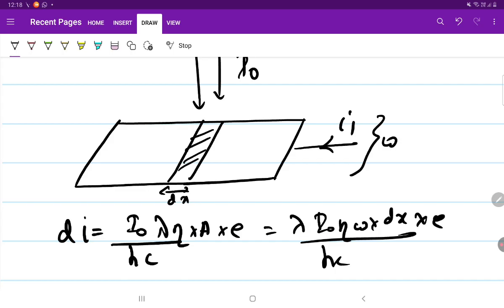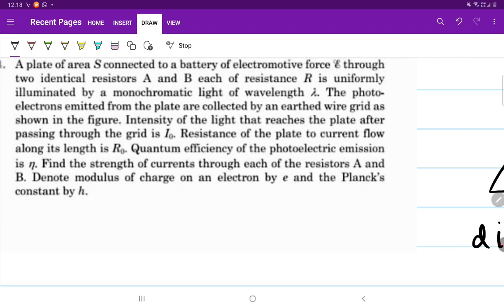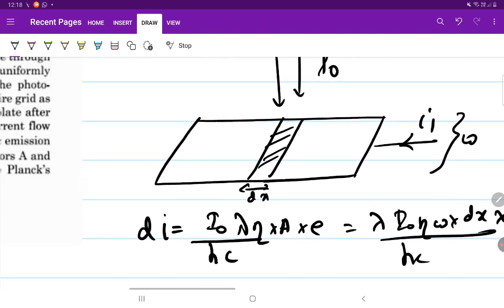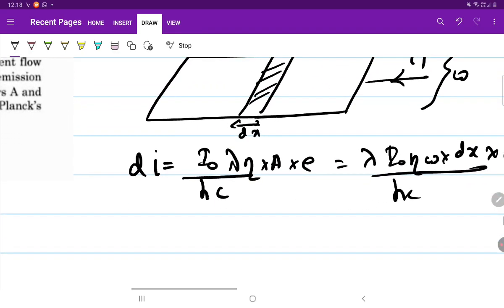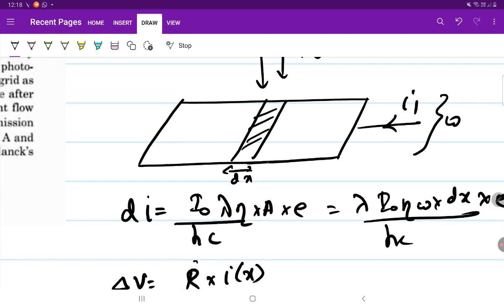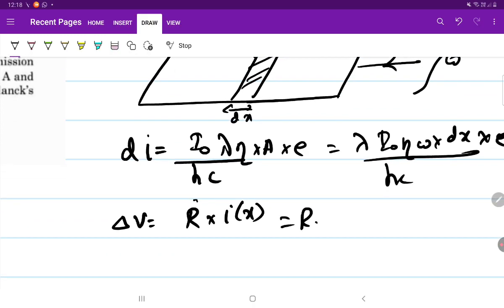And it's also given that the resistance of this plate is R naught. So the voltage induced between these two points is important, which will be r times I(x), where r is the differential resistance of this strip, which will further come out to be R naught dx by L into I as a function of x.